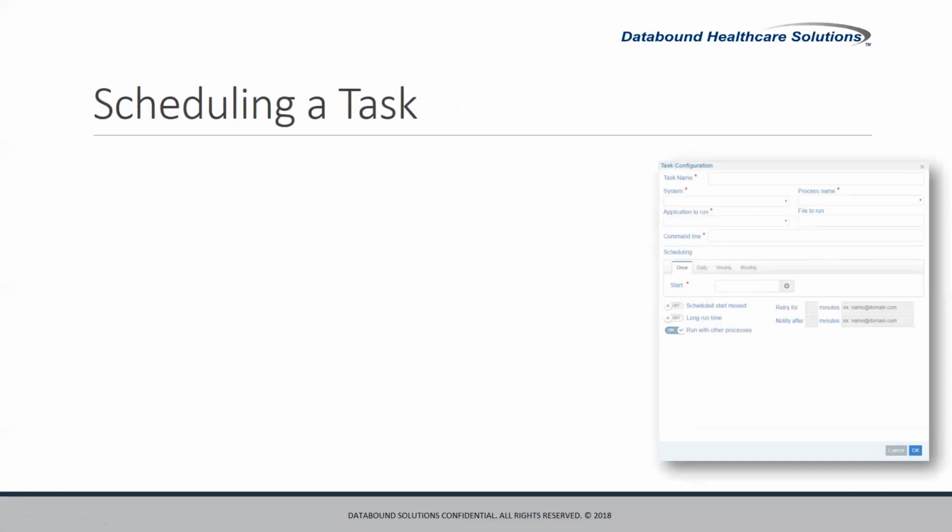So for scheduling a task, first, the important thing to know is that our scheduler has the same options that are available for the Windows Task Scheduler. So everything that you know and use in the Windows Task Scheduler right now is available in the Databound Task Scheduler.